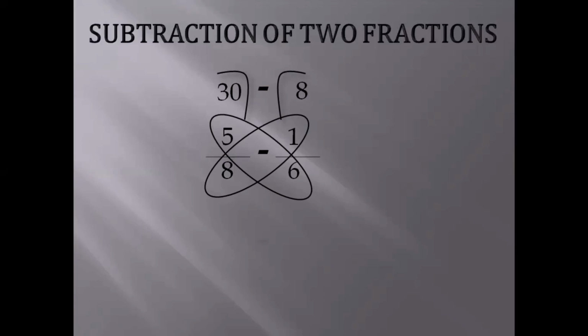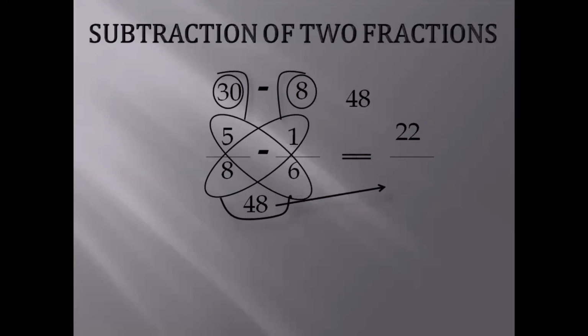Then 30 minus 8. Now the denominator part should be multiplied. This 6 and 8 should be multiplied. 6 times 8 is 48. Then the answer will be 30 minus 8, which is 22 over 48. This 48 should be taken as the denominator. You can do further: you can simplify both and write the answer. The way of subtracting and adding fractions, when you have 2 fractions, you can use this method.